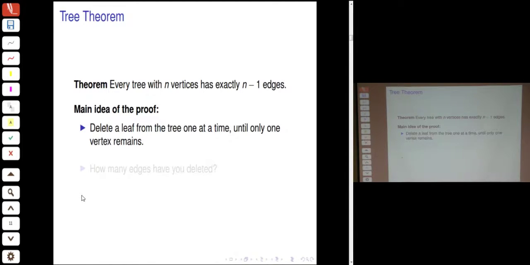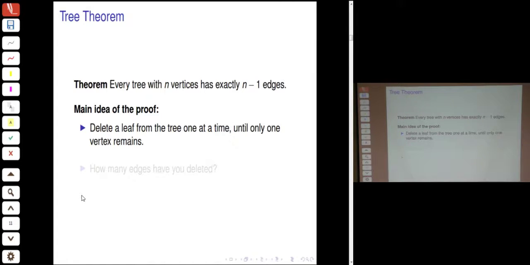Okay, so the idea is, well, we didn't learn mathematical induction, but essentially it's mathematical induction. So you are trying to reduce the case to something smaller and smaller, and it goes on. So the idea is like this. We know that there are leaves, by the previous lemma. So we delete a leaf from a tree one at a time. A leaf is a vertex with degree 1. So you delete one vertex, and there's only one edge connected to this vertex, so you delete the vertex together with the edge. So you delete one vertex and one edge.